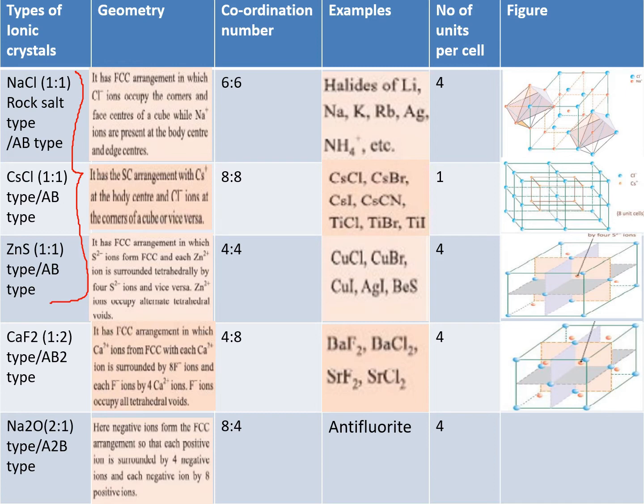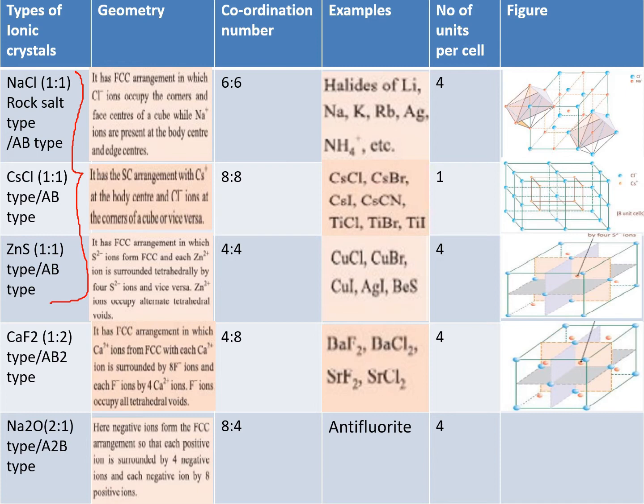Here zinc sulfide is a 1:1 type. Here the coordination number is 4:4. Here this is a sulfide, this is zinc. So 1 sulfide is surrounded by 4 zinc. In the same way, this zinc is surrounded by the sulfide. So this is 4:4 coordination number. Here how many units are there? Number of units, 4 units per cell.